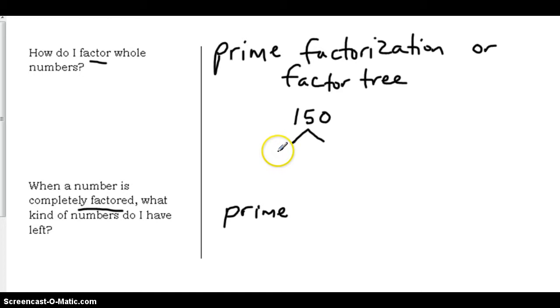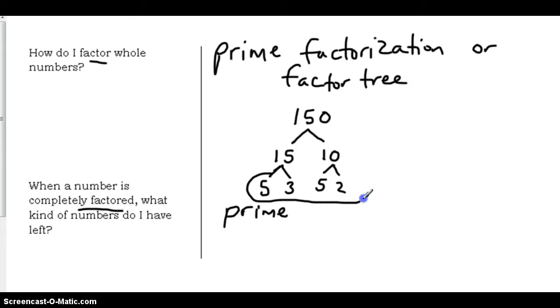So for me, I'm thinking of 15 times 10 is the first thing that comes to my mind. That would equal 150. And 15 and 10 are not prime, so I have to keep going all the way down until it's completely factored and I'm left with prime numbers. So 15, if I had to break that down further, the only two numbers I can think of are 5 times 3. And 5 and 3 are prime, so we've gone far enough for this side of the tree. And now we have to look at 10, and the two numbers that multiply to 10 would be 5 and 2.